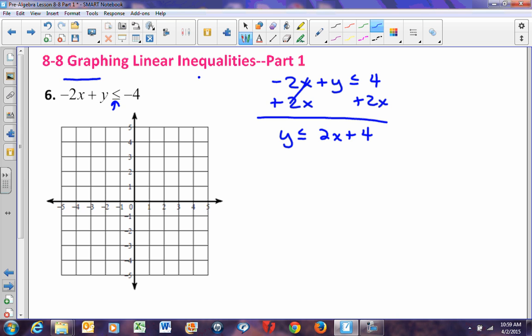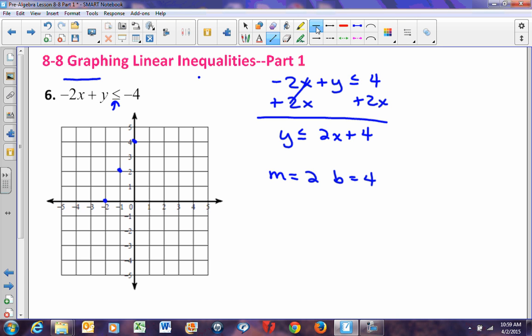Okay, so now I can graph this. My slope is 2, my y-intercept is 4. So I go up 4. My slope is up to the right 1 or down to the left 1. Up and to the right is the same as down and to the left. Exactly the same thing. Up right is the same as down and left. And you'll learn that very quickly if you haven't already learned it.